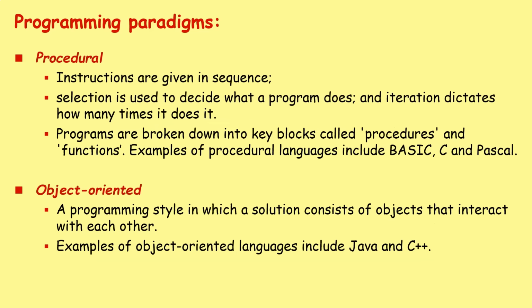Procedural. Instructions are given in sequence. Selection is used to decide what a program does, and iteration dictates how many times it does it. Programs are broken down into key blocks called procedures and functions, hence the name procedural. Examples of procedural languages include BASIC, C, Pascal, etc. Object-oriented, a programming style in which a solution consists of objects that interact with each other. Examples of object-oriented languages include Java, C++, C#, etc.